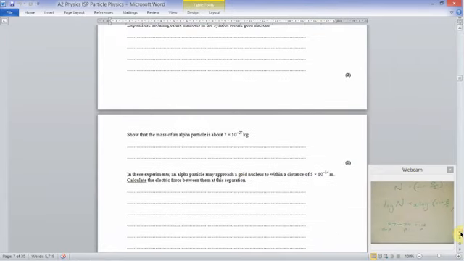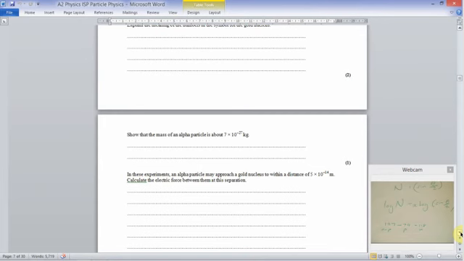Show that the mass of an alpha particle is about 7 times 10 to the minus 27. Okay, so this is where we need to do 4 times essentially the mass of a proton, which is what we've got in the back. So 4 times the mass of a proton, and that gives you about 7 times 10 to the minus 27.